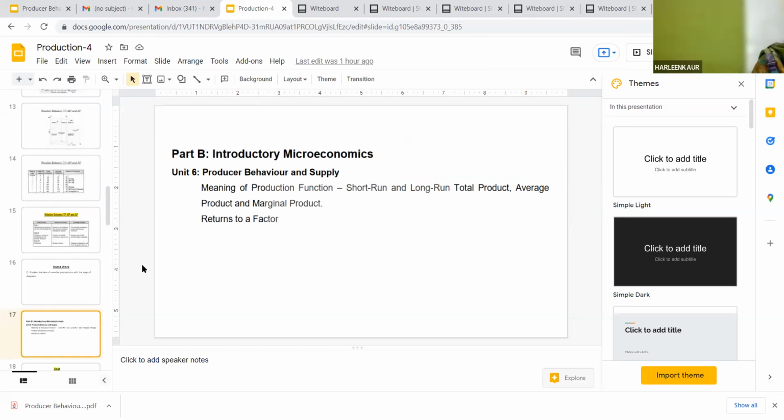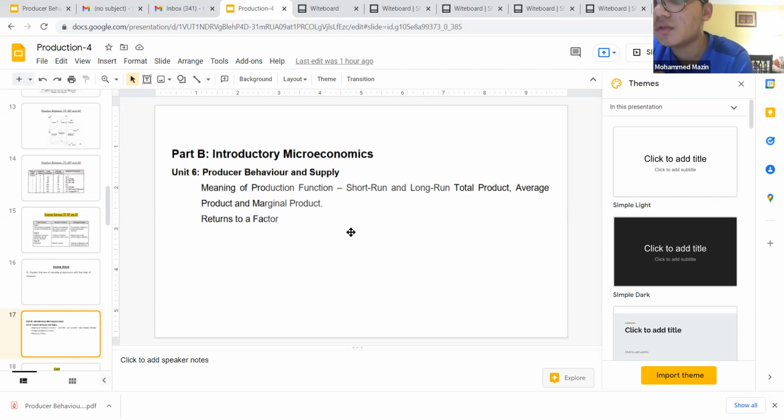Okay. So we have completed the production function chapter. We have covered these topics. Can you see? As per your CBSE syllabus, we have covered these topics. If anything is left, as per your school syllabus, you can inform me. No, ma'am. We have done everything. Okay. So let's start the new topic.